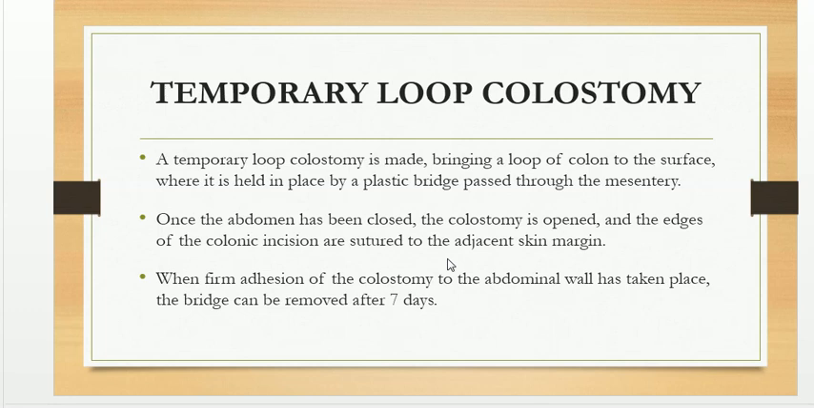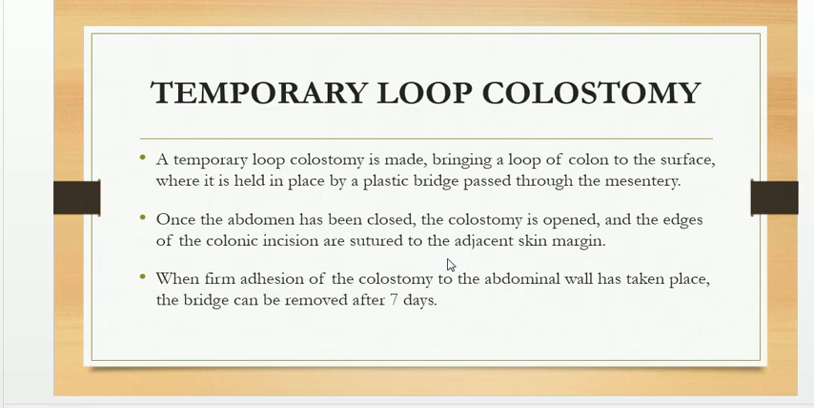A temporary loop colostomy is made by bringing a loop of colon to the surface, where it is held in place by a plastic bridge passed through the mesentery, and I will explain how that is done. Once the abdomen has been closed, the colostomy is then opened. That means the laparotomy wound is closed first, and then the colon is opened, and the edges of the colonic incision are sutured to the adjacent skin margins.